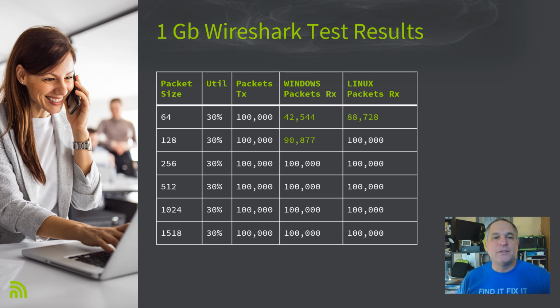In this example, you can see I got 64 byte packets, 128 byte packets, sent 100,000 of them at 30% utilization. Windows had a hard time with it. Linux had a hard time at 64 bytes, not so much 128.